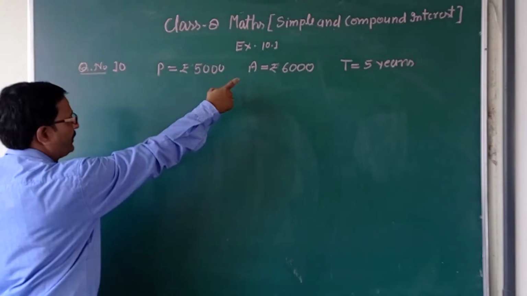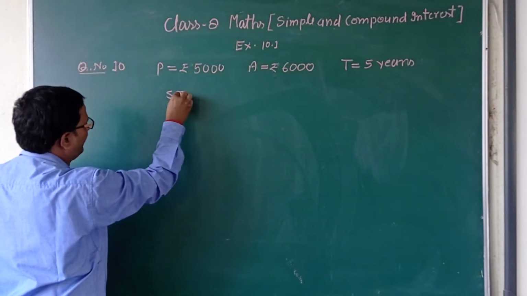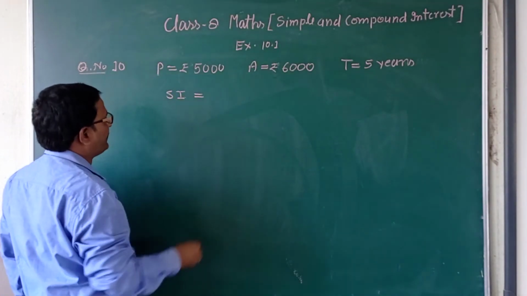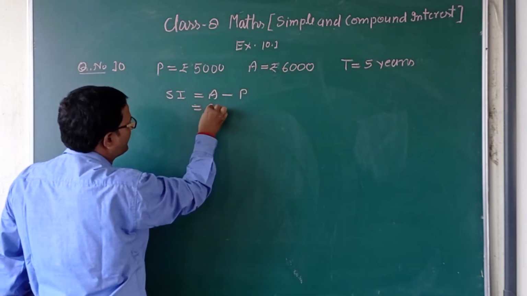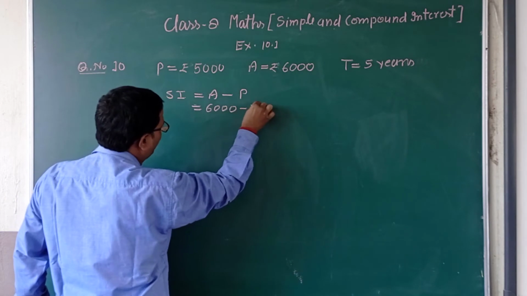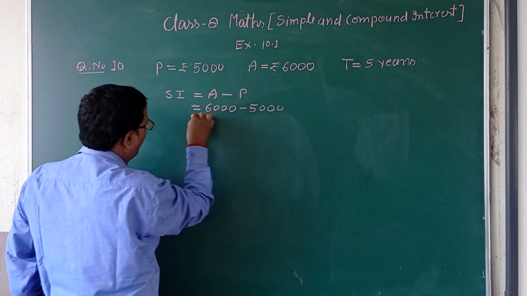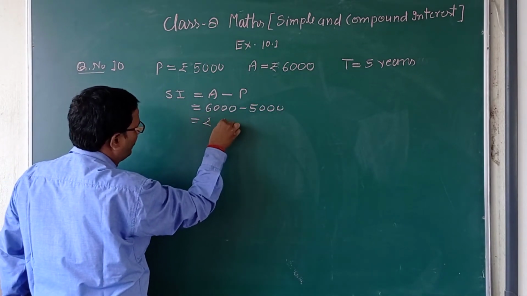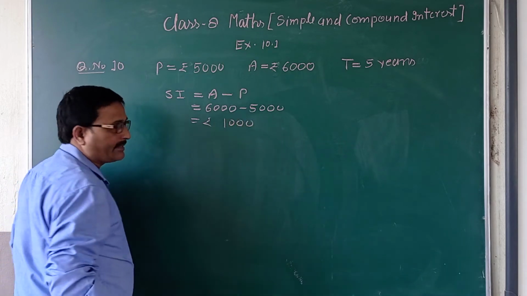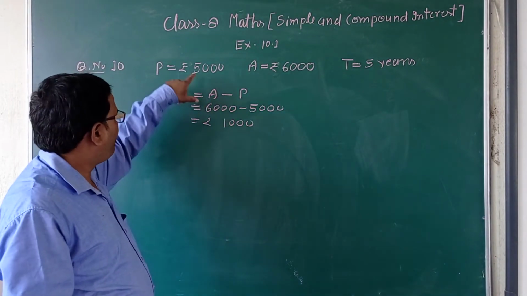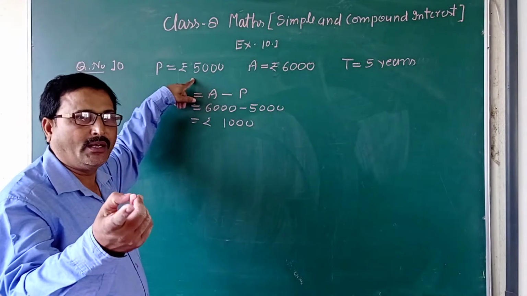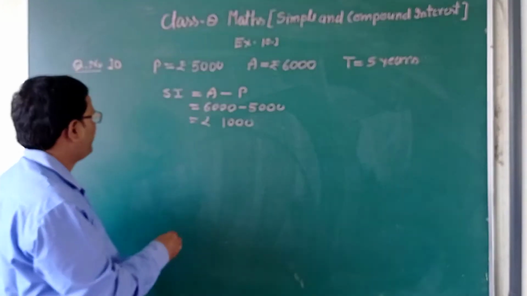See, first you calculate SI. In simple interest, amount minus principal: 6,000 minus 5,000 will come rupees 1,000. See that in the question time is given, SI is given, principal is given, rate is not given. You have to calculate the rate first.